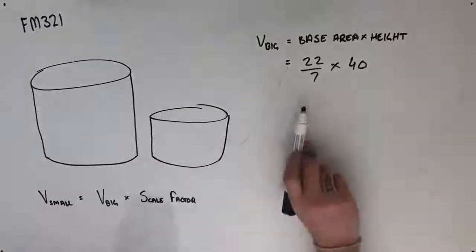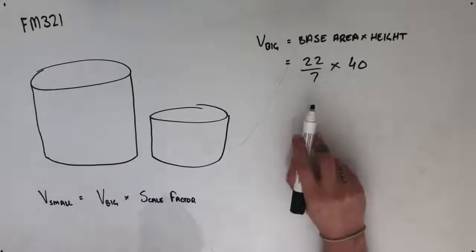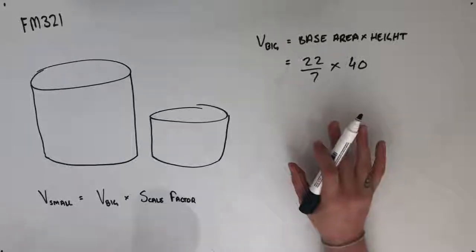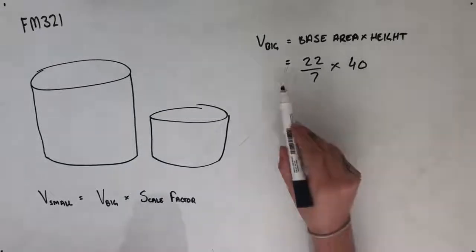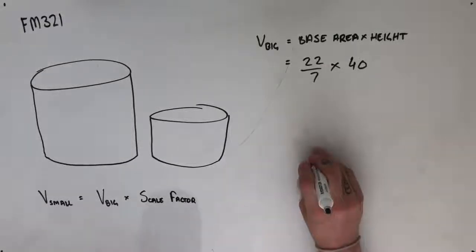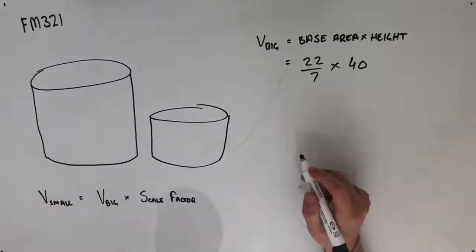Now we're not actually going to complete the rest of this calculation, because if we look through our options, we can see that pretty much all of them use some version of 22/7 times 40. So it's a fair guess to say that that's how we're going to be representing the volume of our larger cylinder in our answer.